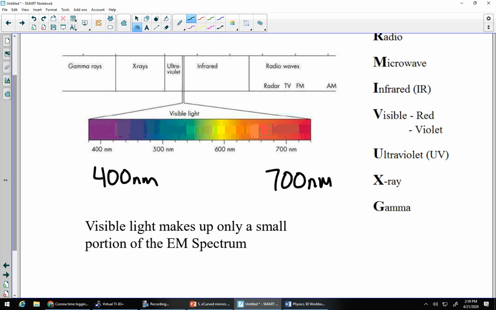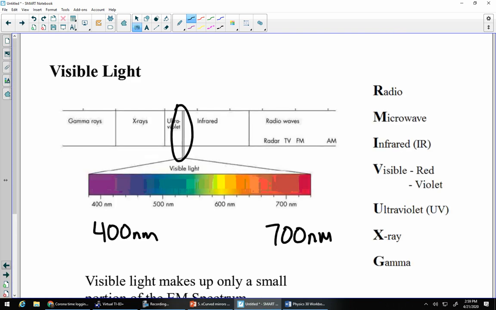So, I mean, we're talking about all this EMR, gamma, X-ray, ultraviolet, infrared, microwave, radio, all these different types of EMR. They're all essentially the same thing. But we can only see this tiny, tiny, tiny little portion in here, probably because that's the tiny little portion that really comes through our atmosphere that we can see.